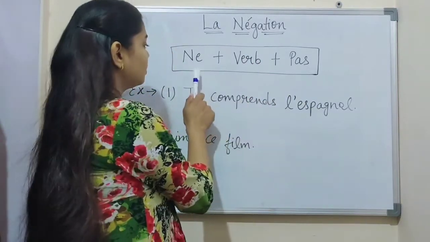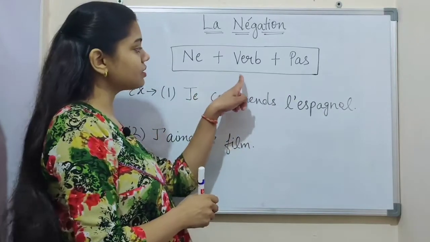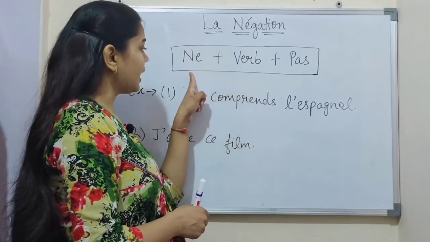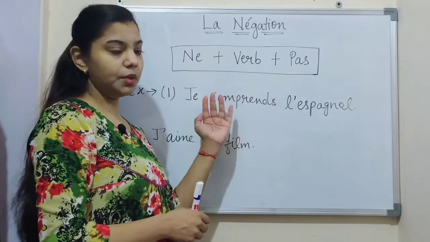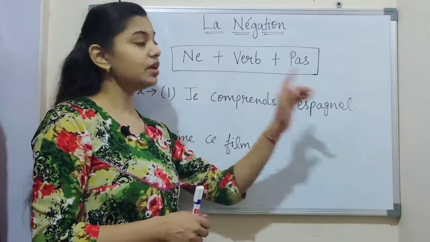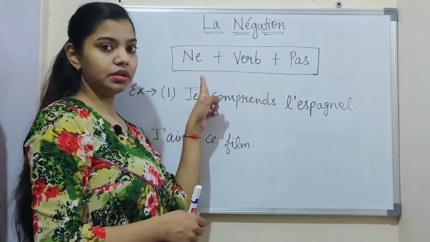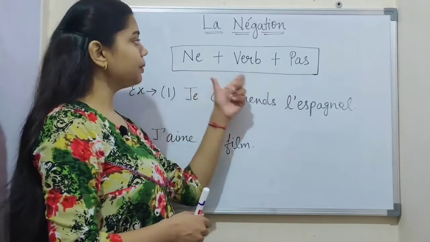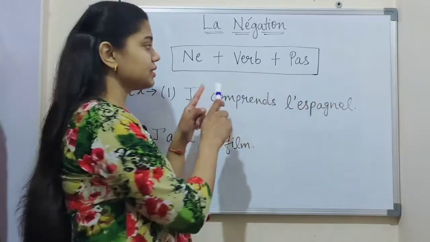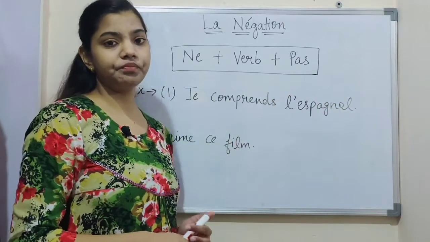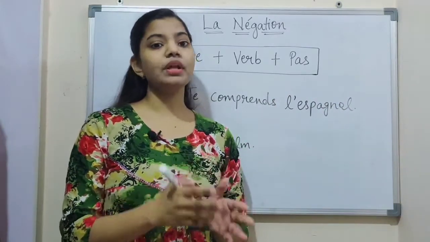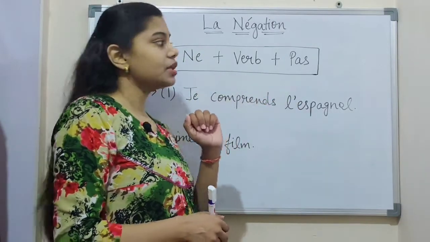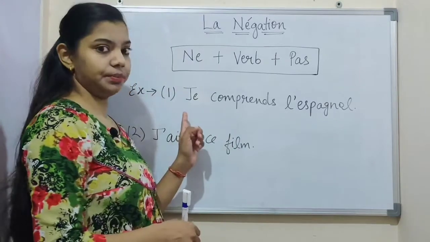So first of all, we search for a verb in the sentence, and then we add ne before the verb and pas after the verb. Before the verb we add ne and after the verb we add pas. So, ne plus verb plus pas. This is the formula, and to create a negative sentence you can easily put this formula into the sentence. Now let's see an example.